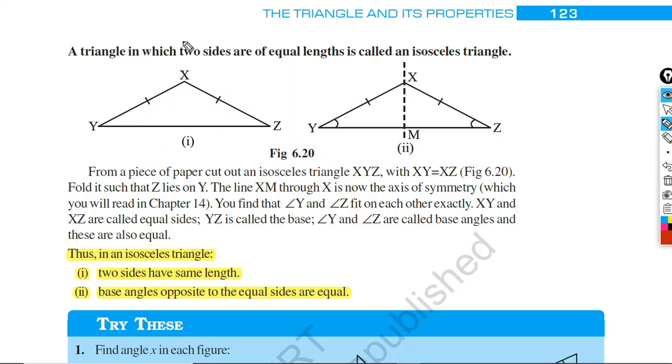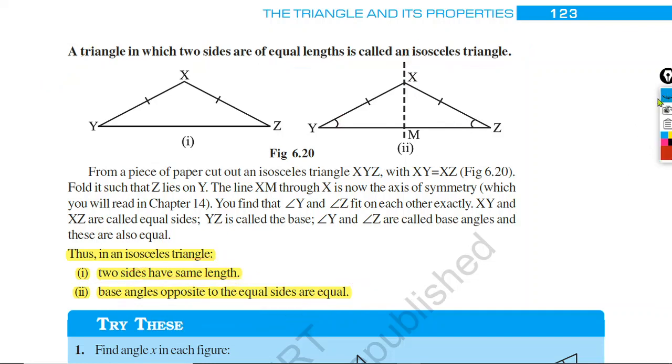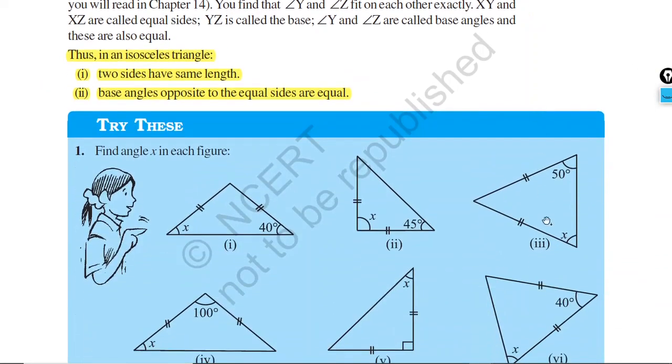Okay. So what we learn here, what is an isosceles triangle? A triangle in which two sides are equal is called isosceles triangle. And one important thing, it has two sides equal in length, and its two angles opposite of the equal sides are equal. Two angles are also equal here. Okay. So this is about isosceles triangle.